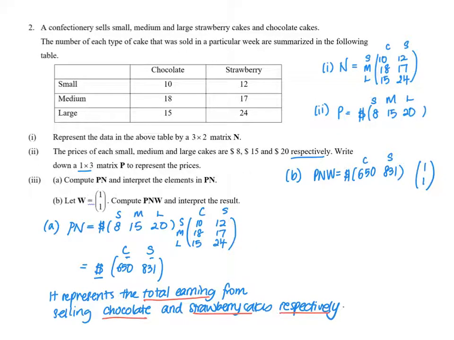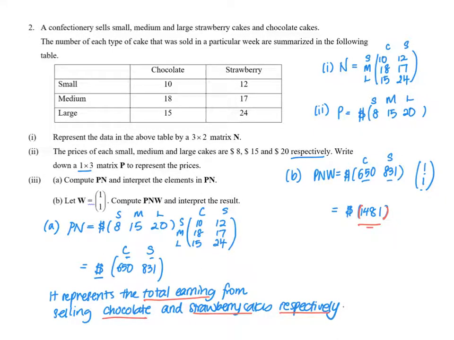What's the effect of this? This is taking 650 times 1 plus 831 times 1. That means I'm actually looking for a 1 by 1 matrix where it's talking about money and for the total cakes. So I will take 650 times 1 plus 831, which gives me 1481. Now remember to include the brackets because it's still a matrix. So they want the answer in matrix form.